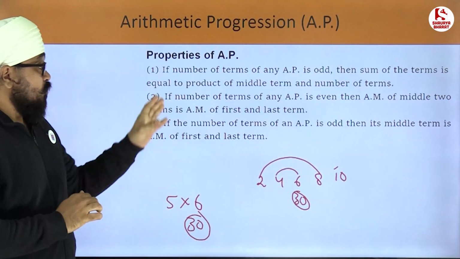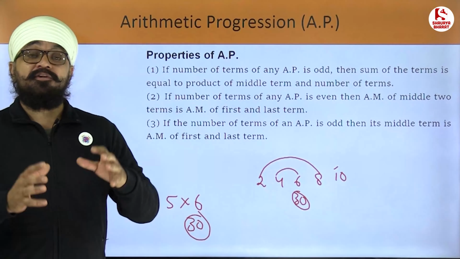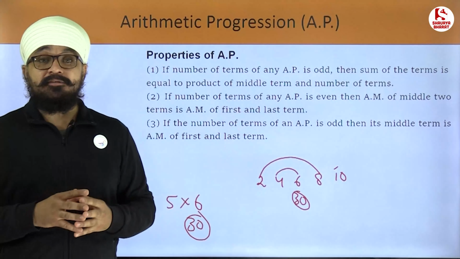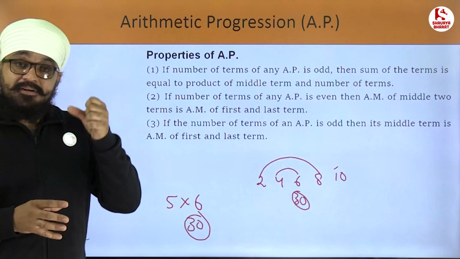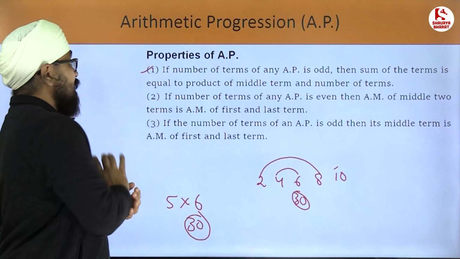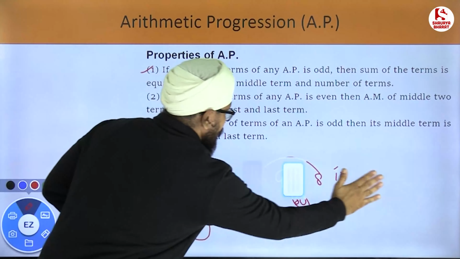So this is a very important property whenever we have an odd number of terms. How to find the sum of all the terms? It is the product of the middle term and the number of terms. This is a very important property as far as your calculations are concerned.